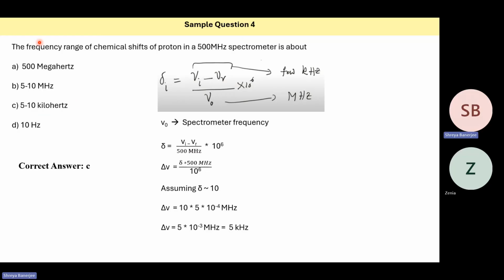You can see the only option in that range is C. Instead of 10, if you had taken any other value, it would also have fallen within this option. So your correct answer is option C.